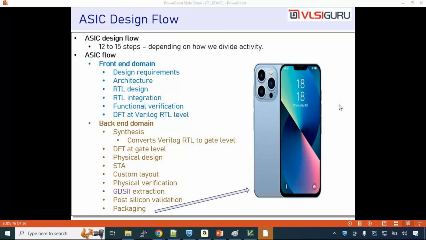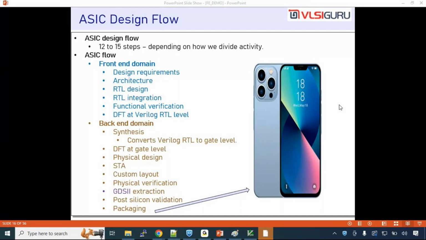So let us resume the session. Before the break, we were discussing what is an electronic system, what exactly is the ASIC design flow, and what exactly are the differences between VLSI, ASIC and FPGA. Then we discussed the ASIC design flow and its two major divisions: the front-end domain and the back-end domain.